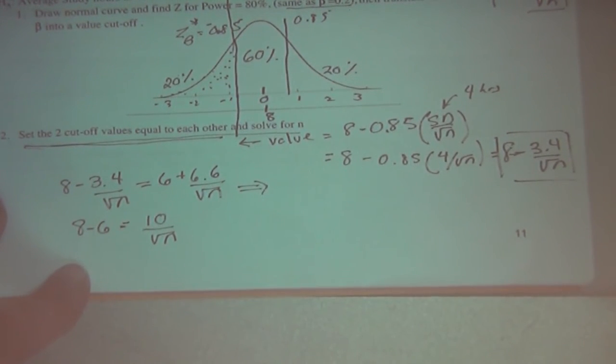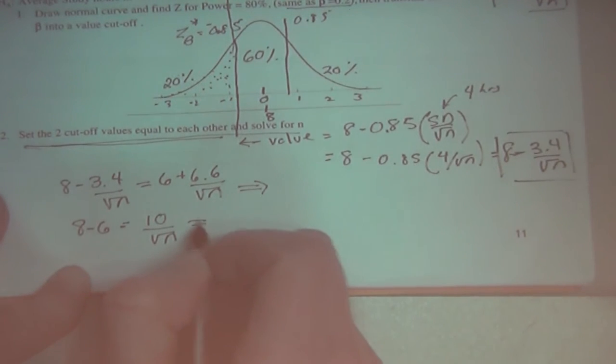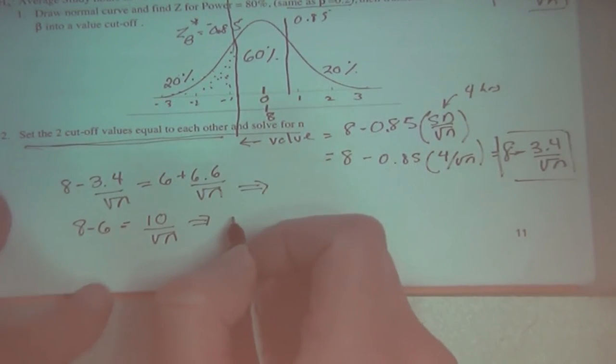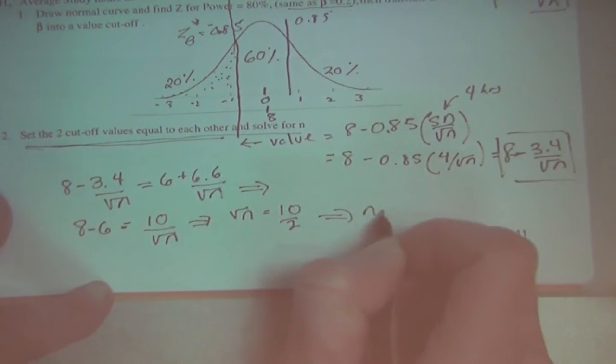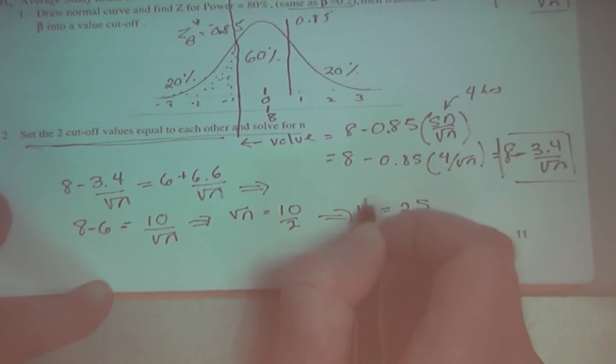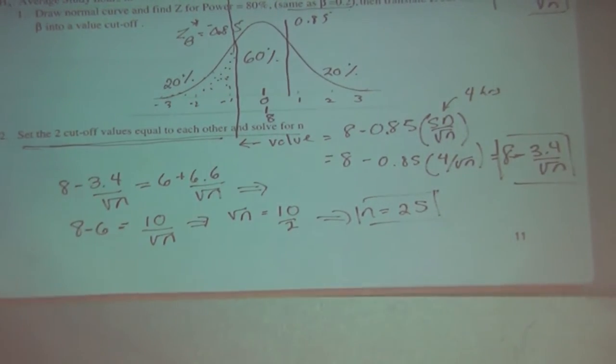Isn't that right? So what's the square root of n? The square root of n then is equal to 10 over 2. So n is equal to 25. Any questions on that?